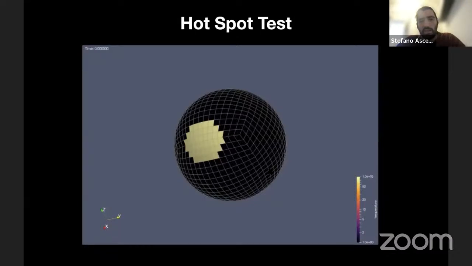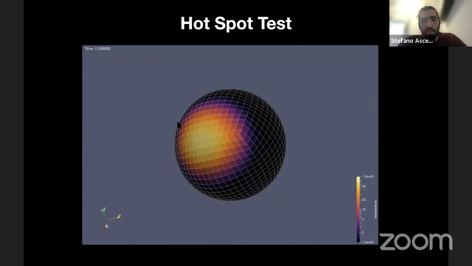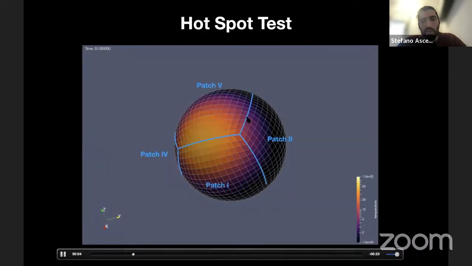Basically, we take a star, which actually is not a star, a ball of uniform material, because at the moment there is not any microphysics characterizing it as a star. It's just a ball of uniform material. We take it at a constant temperature, and we put a volume of the sphere at a higher temperature, and we want to see how the heat diffuses. And this is what we obtain. As you can see, notice at the boundary between patches, everything seems very smooth.